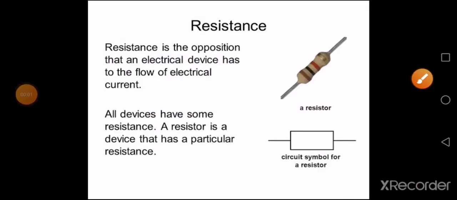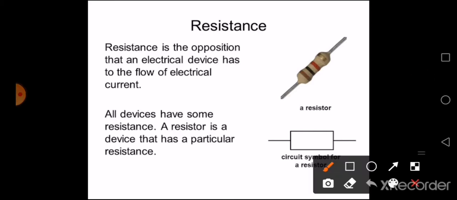Now the next important term you are going to have is resistance. This is very important, resistance. Resistance is the opposition that an electrical device has to the flow of electrical current. See, we have already learned about some resistance in our relative motion. You called it friction, isn't it? Similarly, for the flow of electrons or for the flow of electric current, there should be a resistance, isn't it?